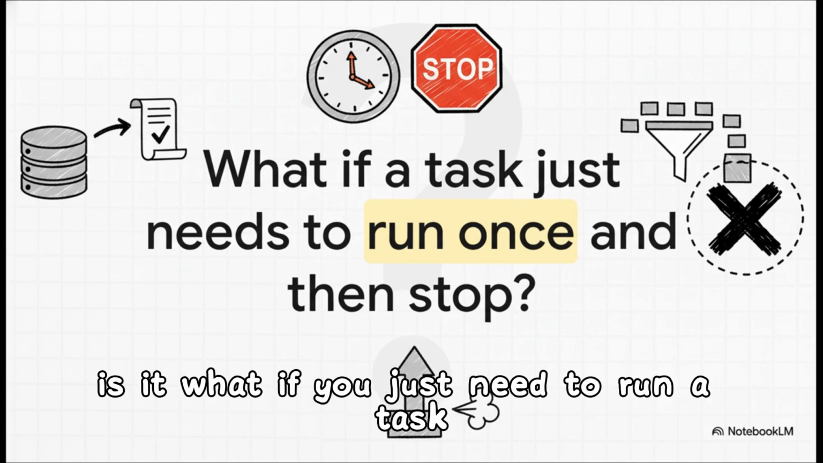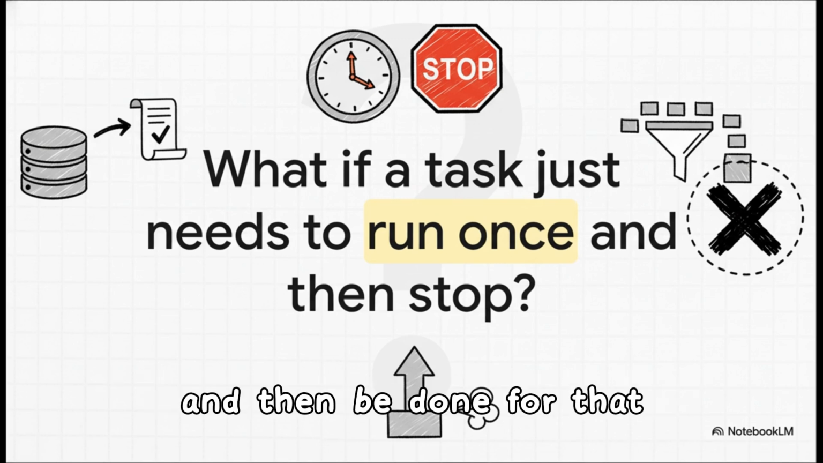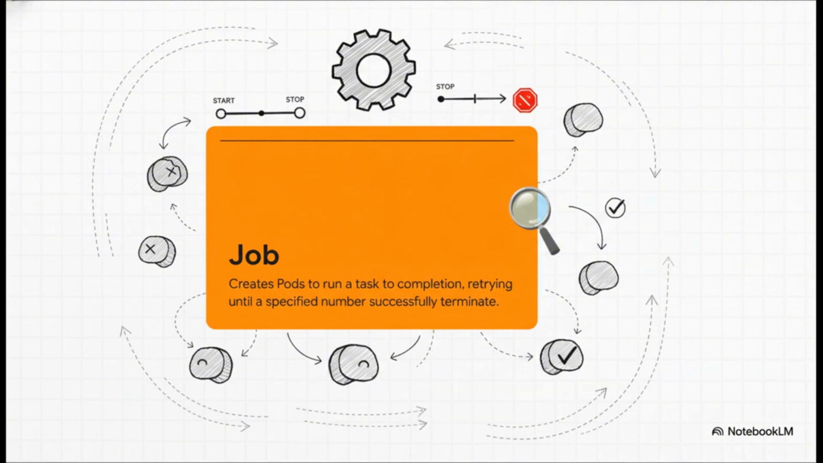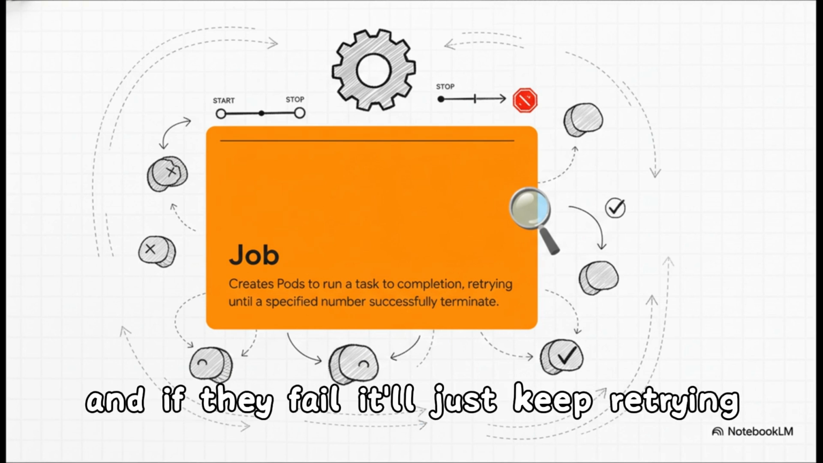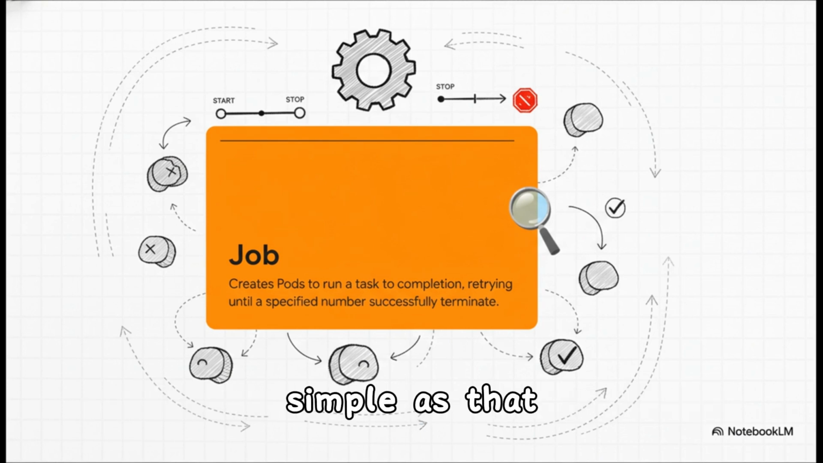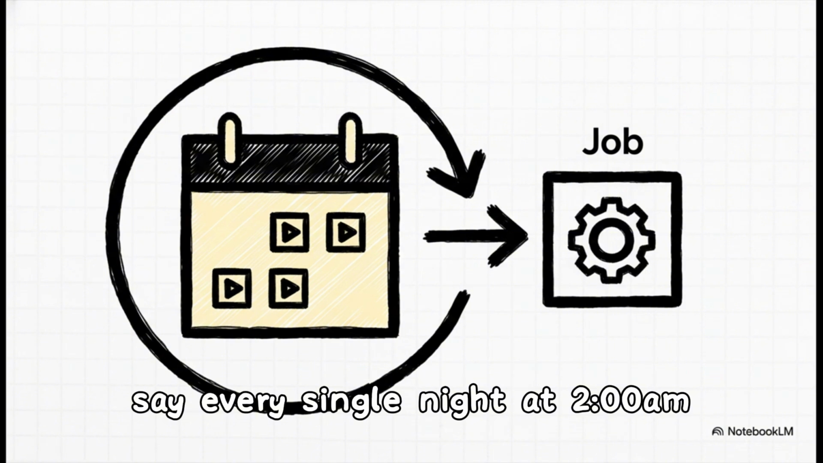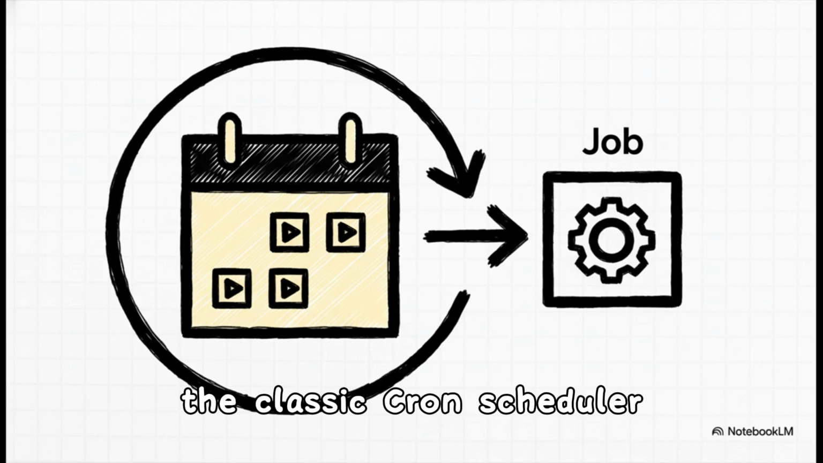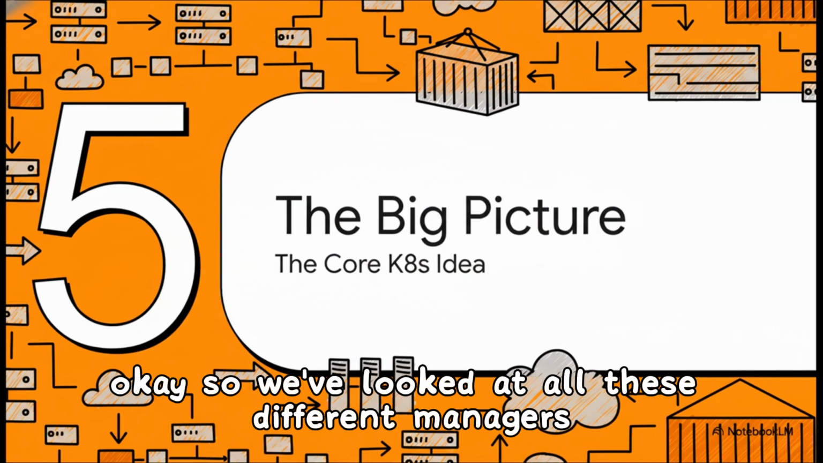So far, we've only talked about applications that are supposed to run forever. But not all work is like that, is it? What if you just need to run a task, like a database migration or some kind of batch process, and then be done? For that, you use a job. A job's goal isn't to run forever. Its goal is successful completion. It will spin up 1 or more pods, and if they fail, it'll just keep retrying until the task finishes successfully. Once it's done, it stops. Simple as that. And what if you want to run that job on a schedule? Say, every single night at 2 a.m.? Well, you just wrap it in a cron job. It's pretty much what it sounds like, the classic cron scheduler you know from Linux, but supercharged for the world of Kubernetes.